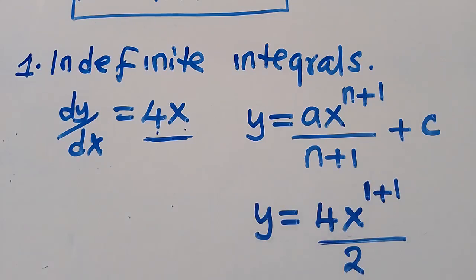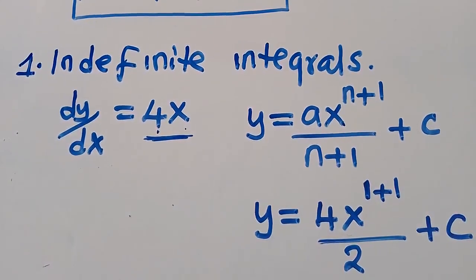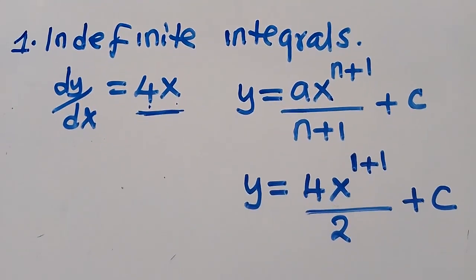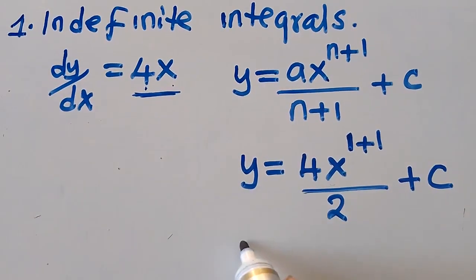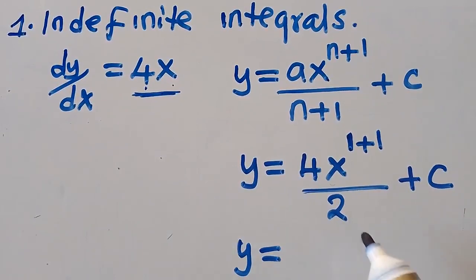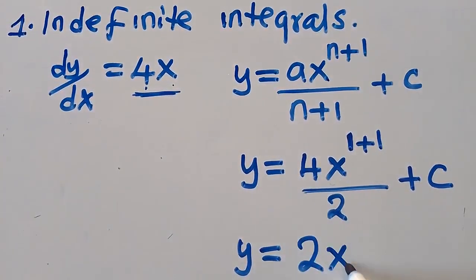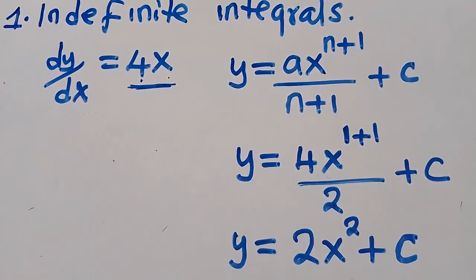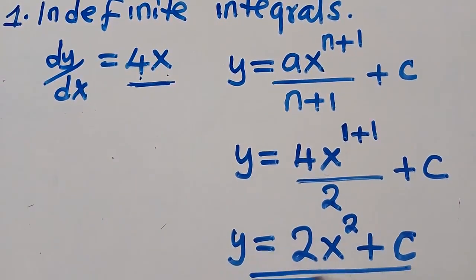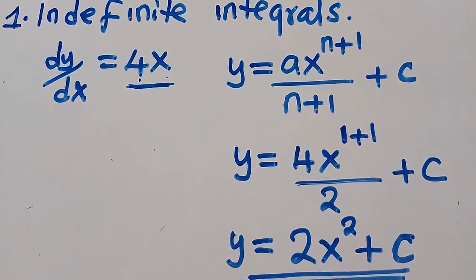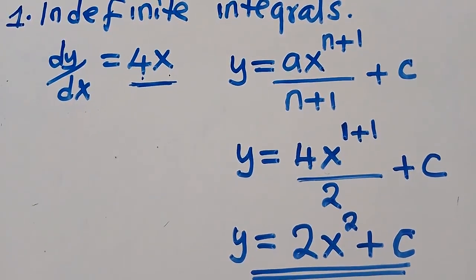So we are just going to differentiate that one. Then you say plus c. This is what you are going to do. Then finally, you've got your answer, which is y is equal to... So what is 2 into 4? It is 2. So we are going to have 2x. 1 plus 1 is 2. Then plus c. This is your answer.